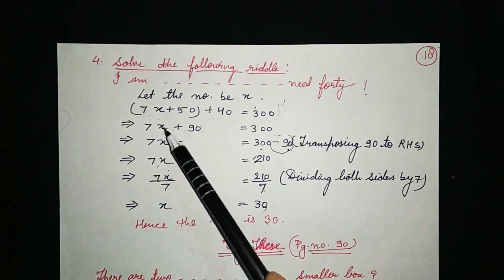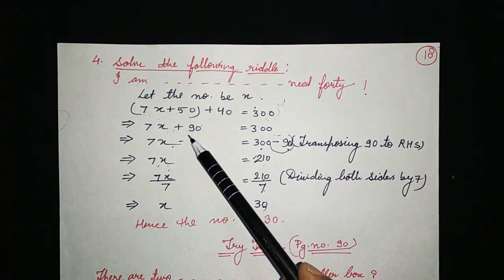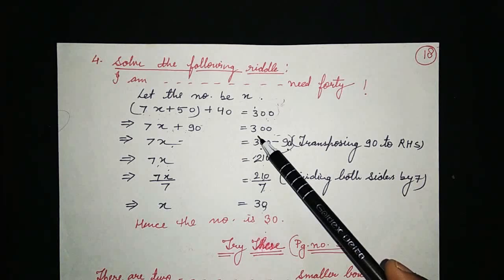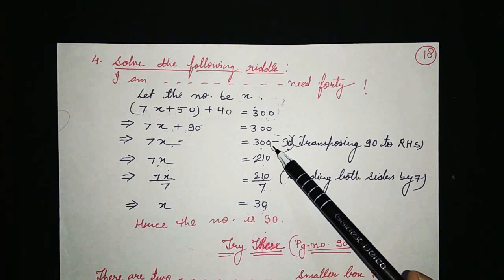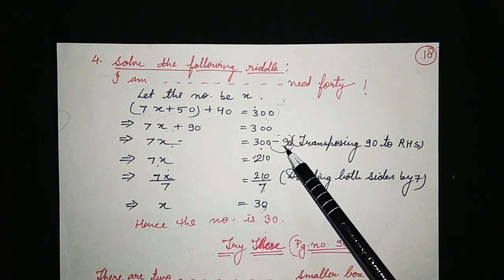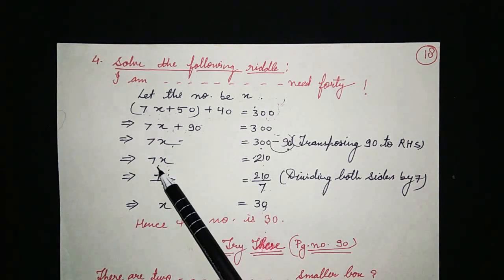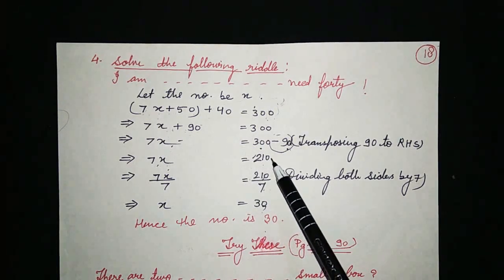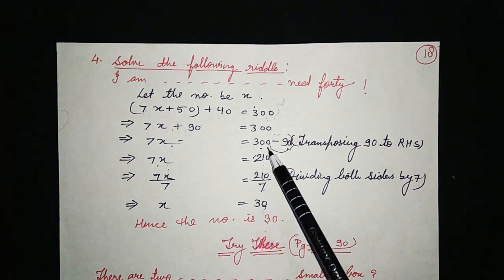Now we will solve it. 7x, 50 plus 40, what will come? 90 is equals to 300. Now we will solve it. Plus 90 we will transpose from left hand side to right hand side. Then plus 90 will be changed into minus 90. Now in the next step 7x is equals to 210 will come, because here on right hand side we have subtracted 90 from 300.